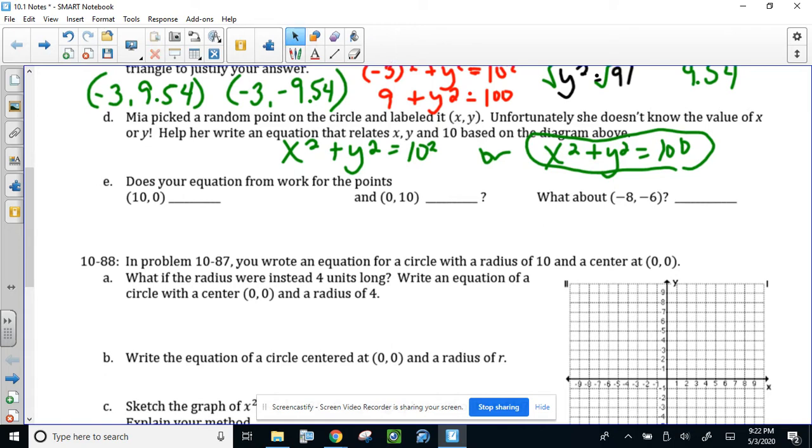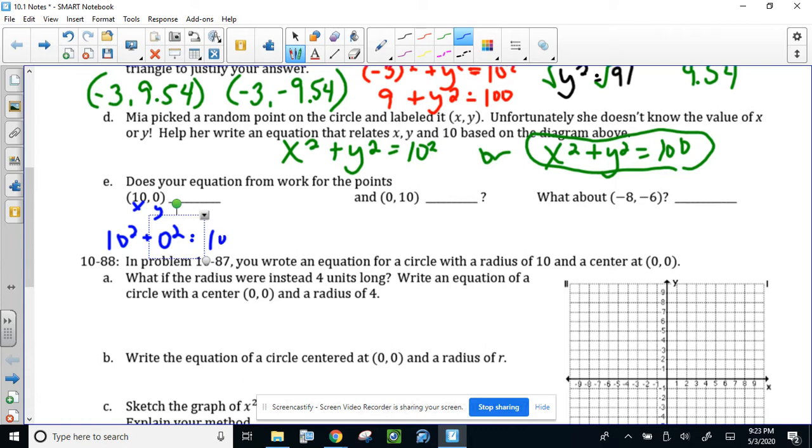So we said we knew for a fact that 10, 0 was part of the circle. So if this is my x and this is my y, does 10 squared plus 0 squared in fact equal 100? And yeah, sure, because 0 squared is nothing, 10 squared is 100, so yes, it works. What if it was 0, 10? Well, we just plug in 0 squared plus 10 squared equals 100, and yep, sure enough, that works.